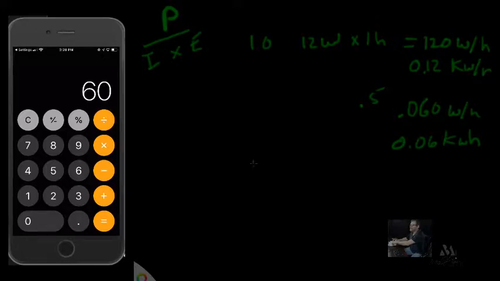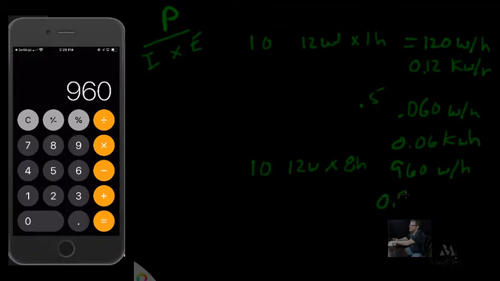What if we ran it for 8 hours a day? So we've got our 10 light bulbs at 12 watts running 8 hours. So we've got 10 times 12 times 8, 960 watt hours. And in kilowatts, that would be, move the decimal place over, 1, 2, 3, 0.96 kilowatt hours.